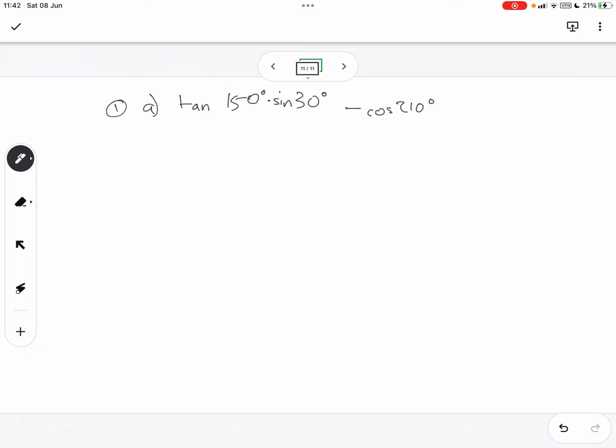So we've got the tangent of 150 degrees multiplied by the sine of 30 degrees minus the cos of 210 degrees.